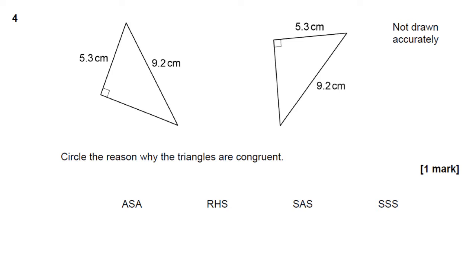Question 4, circle the reason why the triangles are congruent. Well, we've got two right-angled triangles here. Both of these have got the 9.2 opposite the right angle, so they're the hypotenuse, and they've also got an extra side, the 5.3. So our answer is RHS, because we've got right angle, hypotenuse, and a side.